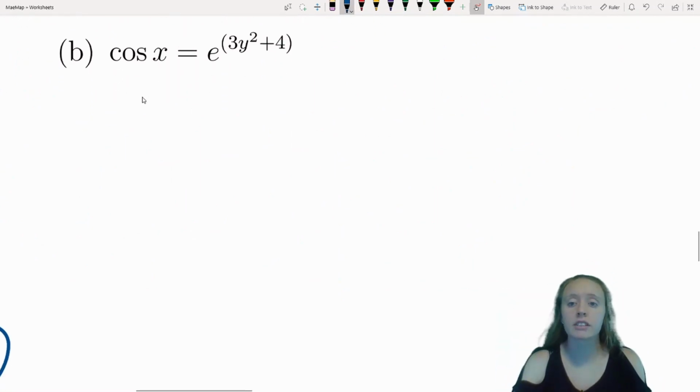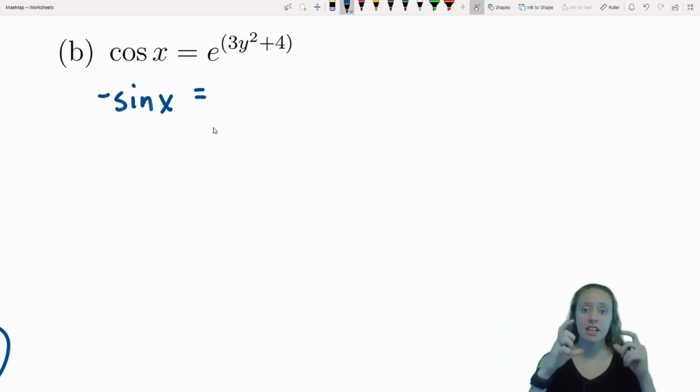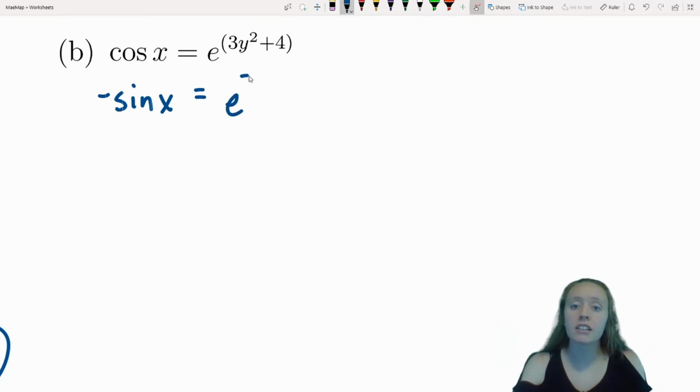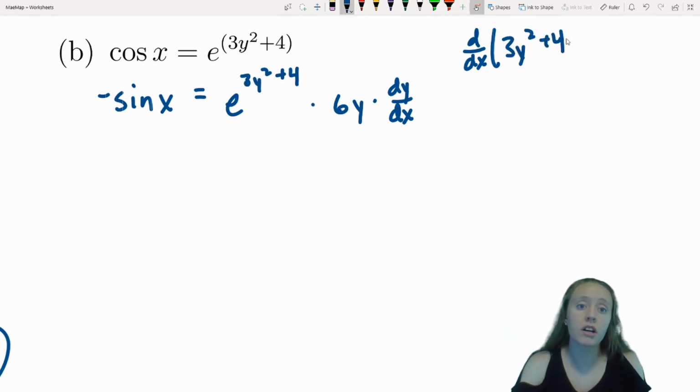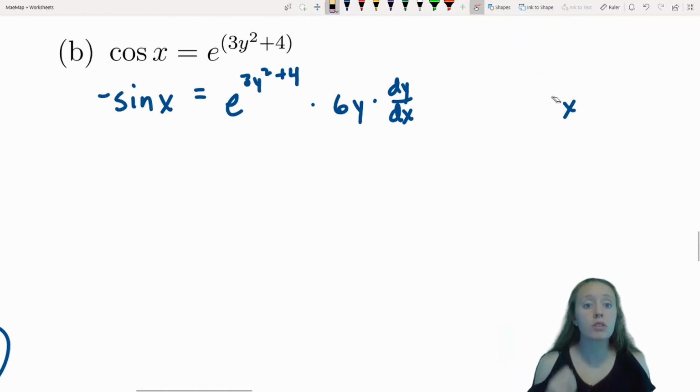So taking the derivative of cosine of x, the derivative of cosine of x is simply negative sine of x. And then we're going to take the derivative of our right-hand side, e to the (3y squared plus 4). Remember, for e to the f of x, that derivative is itself times f prime of x. So I'll just rewrite e to the (3y squared plus 4), but then what is the derivative of 3y squared plus 4? That's going to be 6y to the first times dy/dx, remembering that complete derivative. d/dx of 3y squared plus 4: that 4 is a constant and goes to 0, but this 3y squared, chain rule, 6y times dy/dx. I cannot stress that enough: make sure you do not forget that y is a function of x when we're taking the derivative of y with respect to x.